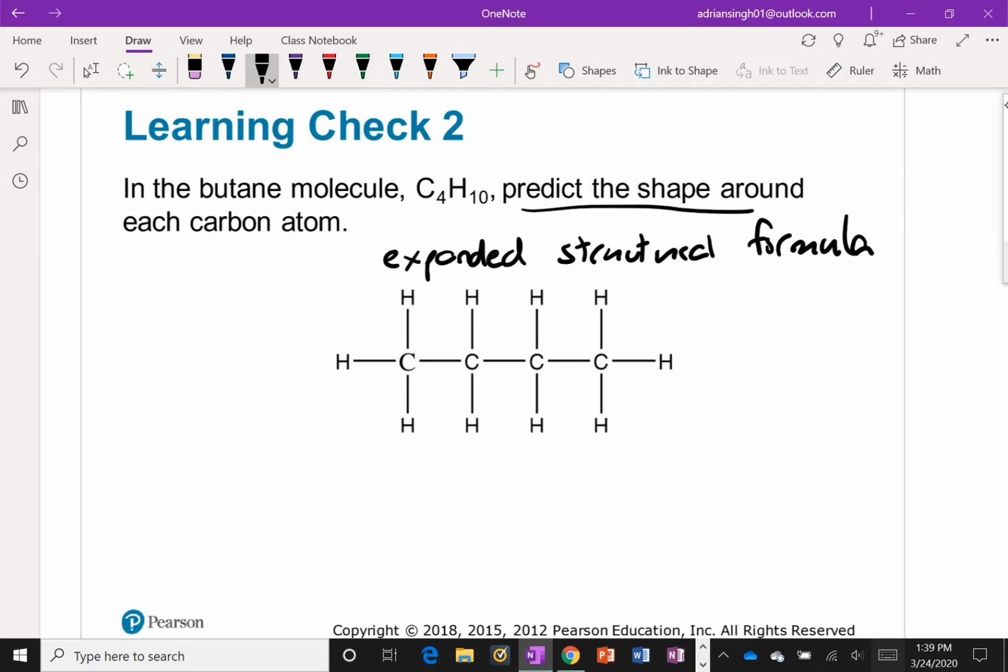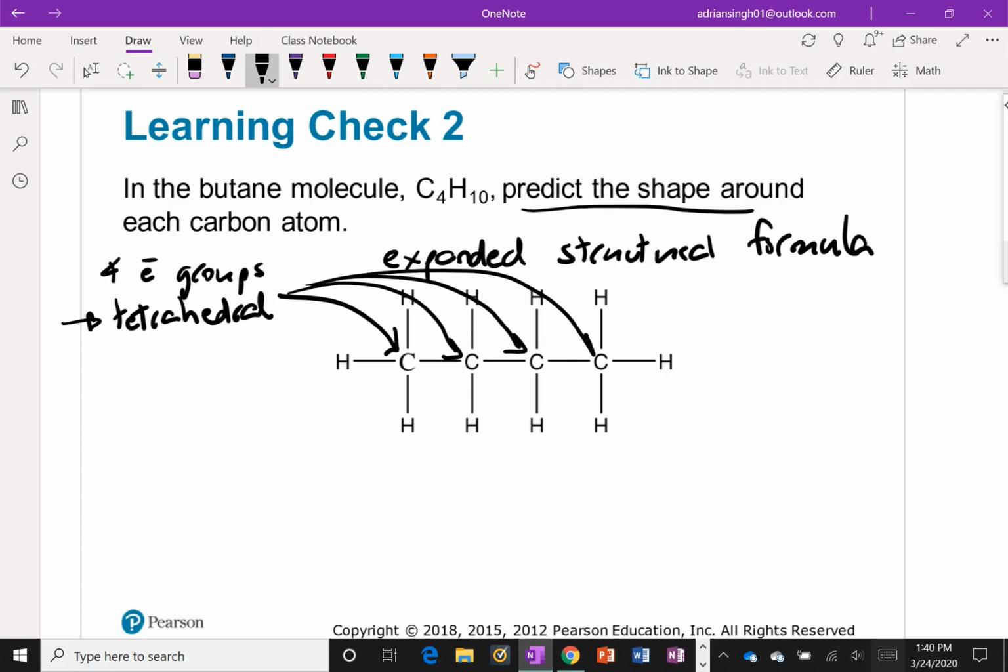It says to predict the shape around each carbon atom. So we look. This carbon has how many electron groups around it? Well, it's got 4 electron groups. Each single bond counts as an electron group, and all of those are attached to atoms. So that shape would be tetrahedral. And that's actually the shape around each of these carbons in butane. Each of those carbons has 4 electron groups around it connected to atoms.